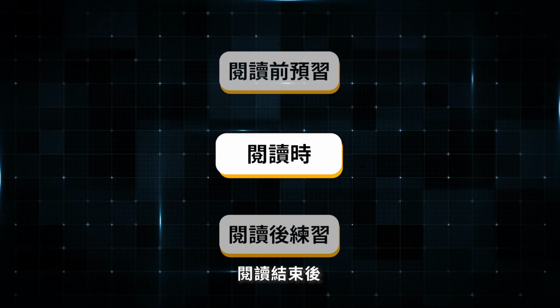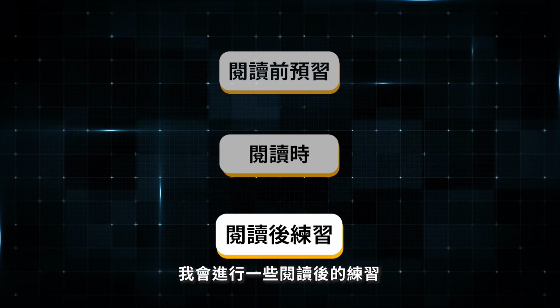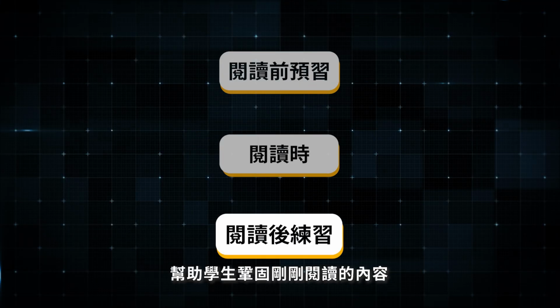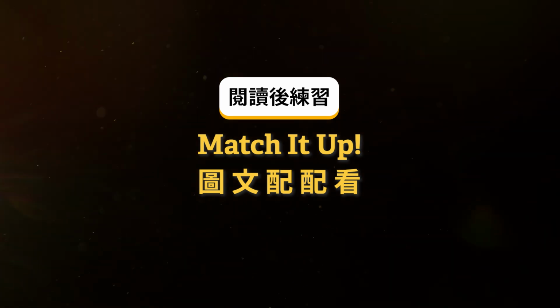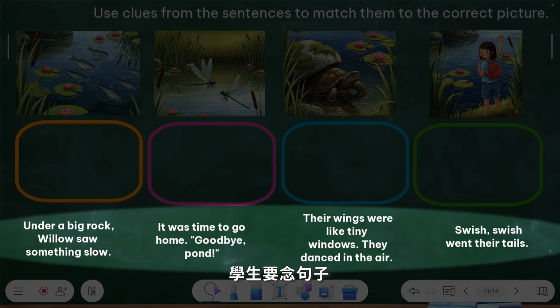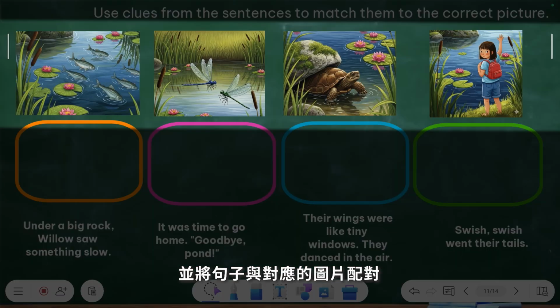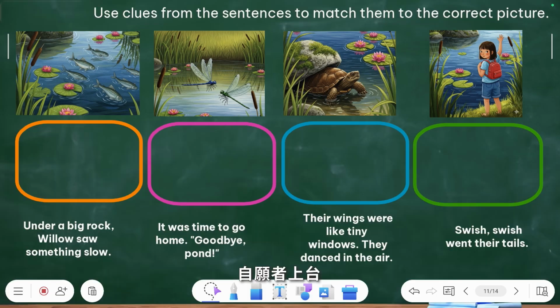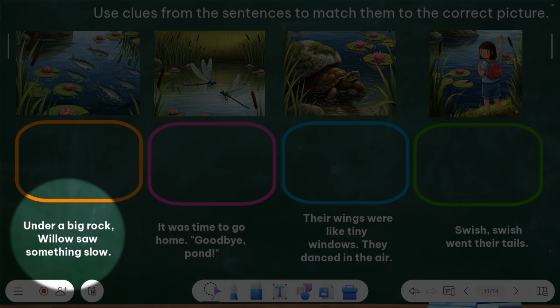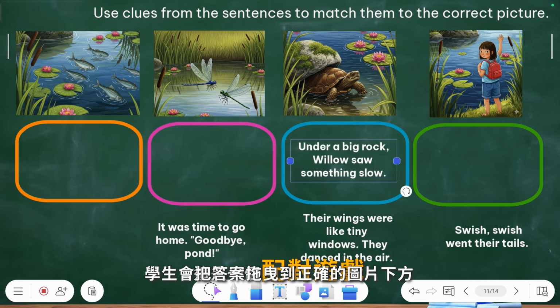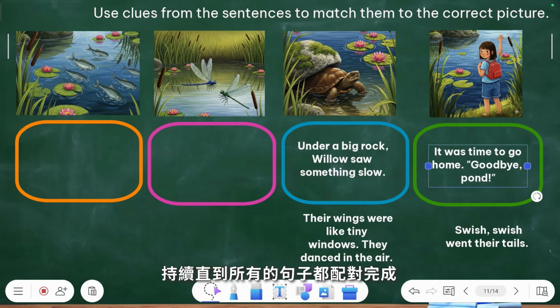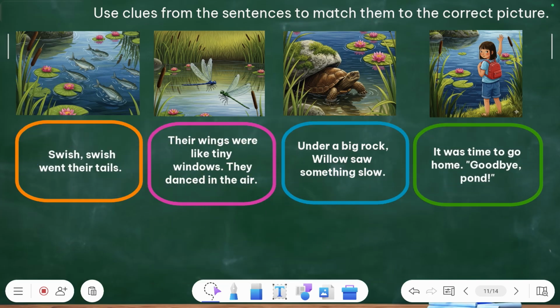So after we've completed the reading, it's time to do some post-reading comprehension. These activities are designed to help reinforce what the students have just read and also practice the vocabulary and understanding of the material. What the students have to do is read the sentence and figure out which sentence matches the picture. Using a student volunteer, we would come up. They can start here. This sentence, under a big rock, Willow saw something slow. After they think they know the answer, they'll actually drag the sentence to the matching box. We'll continue until all the sentences have been matched.